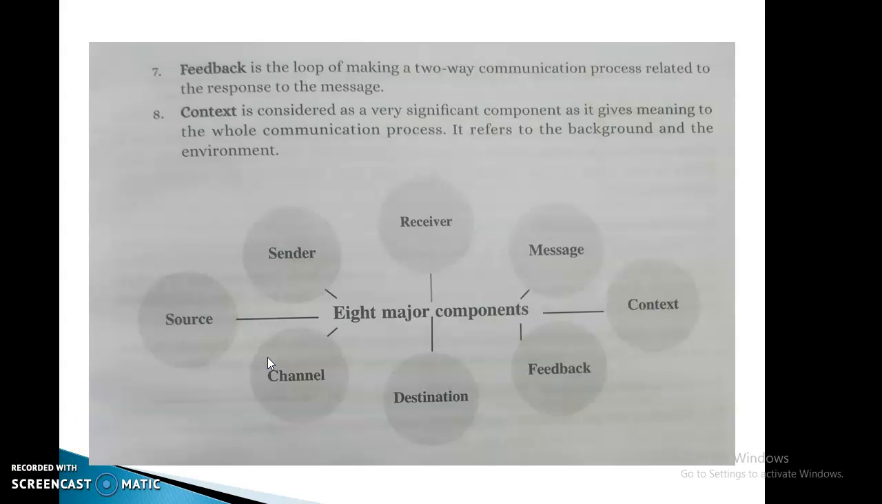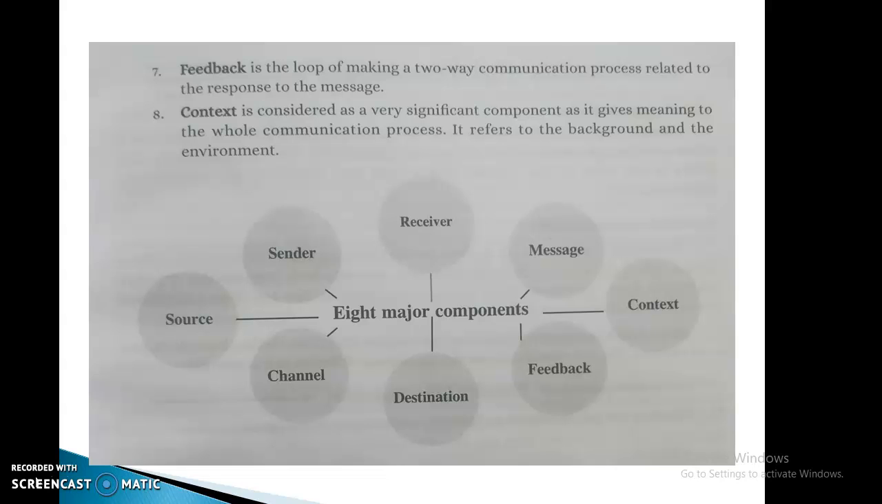So the next component is feedback. Is the loop of making a two-way communication process related to the response to the message. The response of a receiver to the sender's message is the feedback. So feedback is the loop of making a two-way communication, because it is related to the response, and to say that a communication took place or is effective only when the sender receives response from the receiver, which is the feedback.